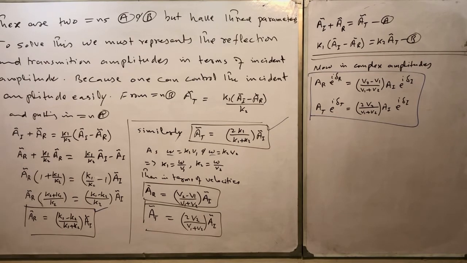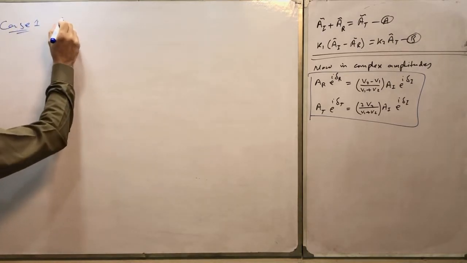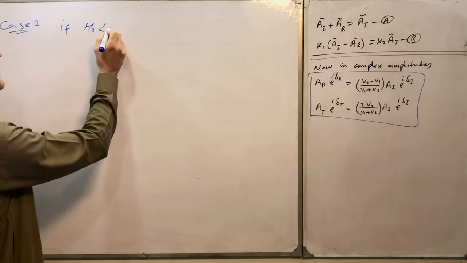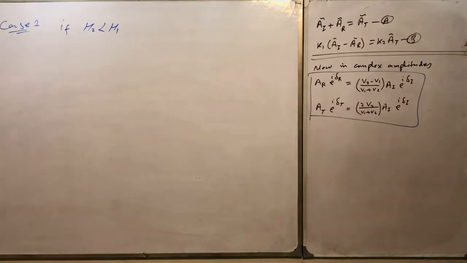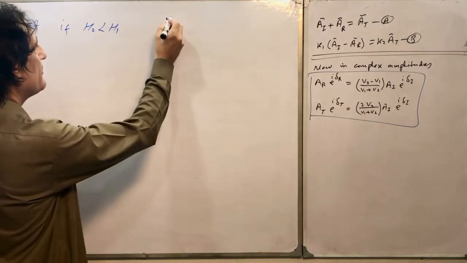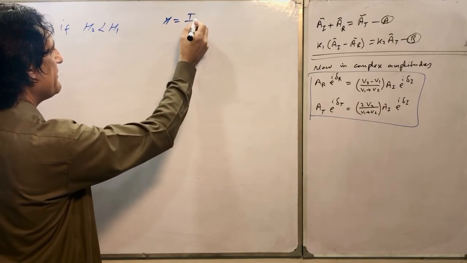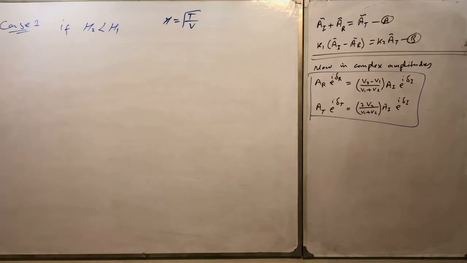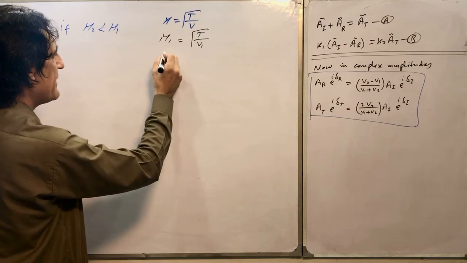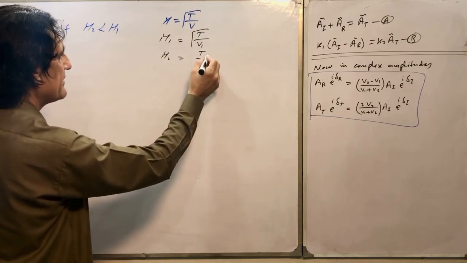Now there are some cases that I want to discuss. Case one: if mu2 is less than mu1, where mu2 is the mass per unit length in the second string and mu1 is the mass per unit length in the first string. We also know that mu is equal to T divided by V squared. This is the expression we already know. Then mu1 is equal to T divided by V1 squared, and mu2 is equal to T divided by V2 squared.